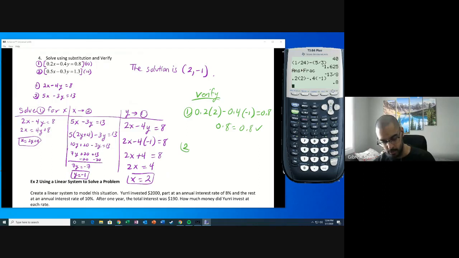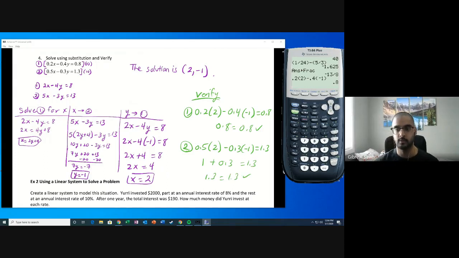Check the second one also. So 0.5 times x minus 0.3 times y is equal to 1.3. So half doubled is 1. That'll be plus 0.3. So 1.3 equals 1.3. That one works out also. It's perfect.